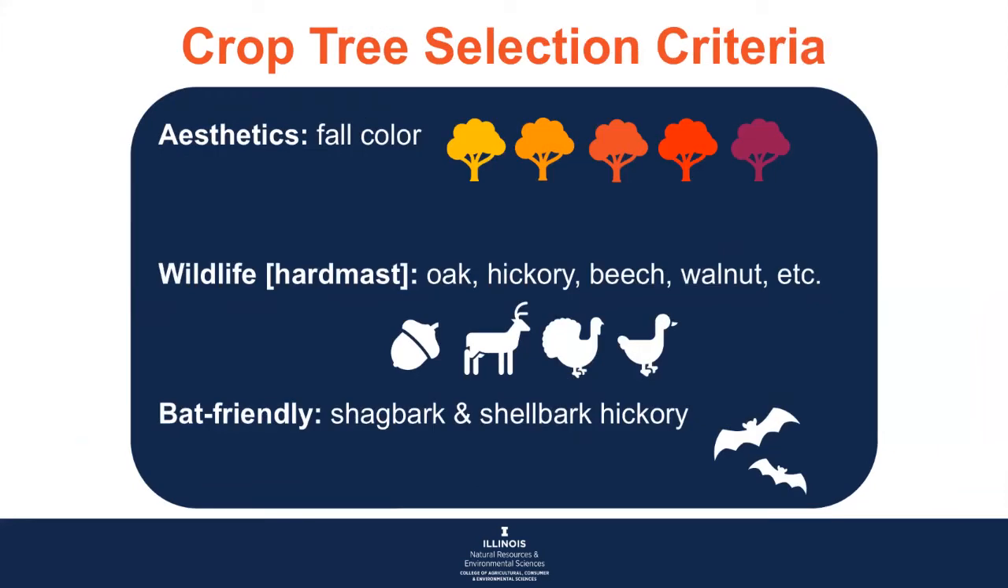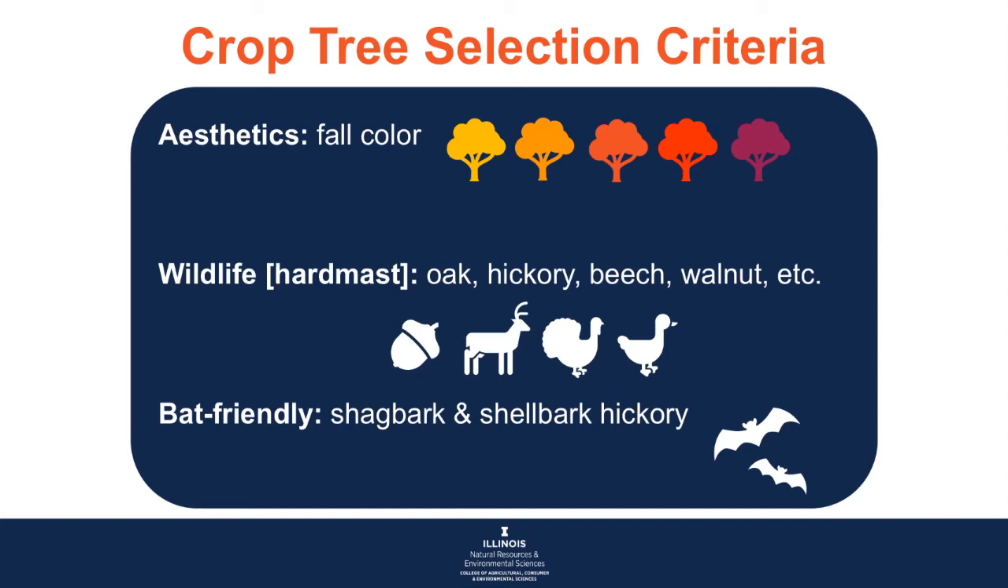Now, if you do not have a timber value bias, then you can also select crop trees based on aesthetics, such as fall color: sweet gum, red maple, sassafras. Those have brilliant fall foliage displays. So, your crop trees don't always have to be timber species, right? You could have crop tree selection criteria that focuses more on aesthetics, such as fall color.